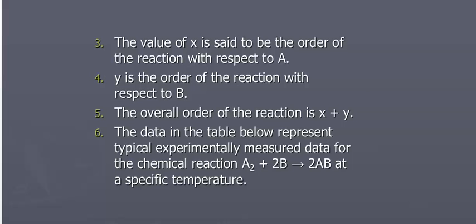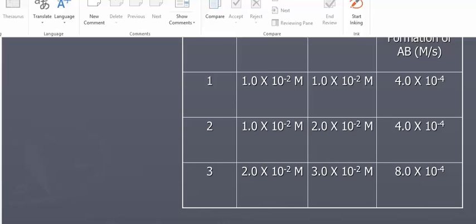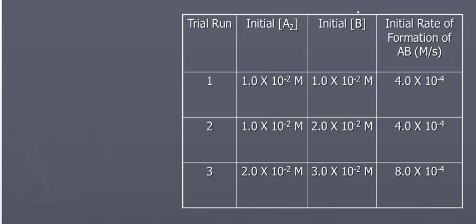The value of X is said to be the order of reaction with respect to A. Y is the order with respect to B. Now, the overall order is X plus Y. So to determine the rate law expression, we're going to look at a table of data. And we're going to compare different trials to determine what the order of the reaction is.